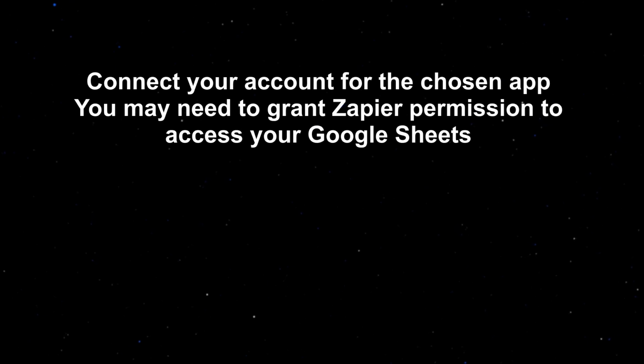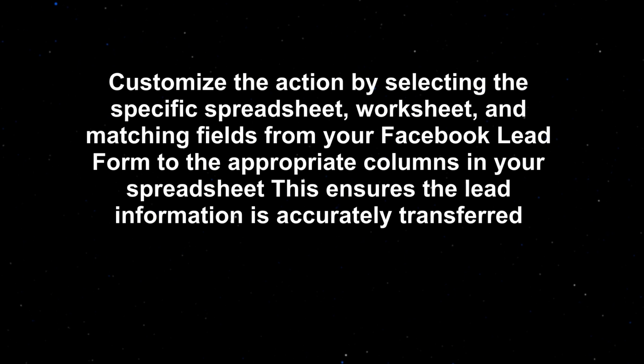Connect your account for the chosen app. You may need to grant Zapier permission to access your Google Sheets. Customize the action by selecting the specific spreadsheet, worksheet, and matching fields from your Facebook lead form to the appropriate columns in your spreadsheet. This ensures the lead information is accurately transferred.